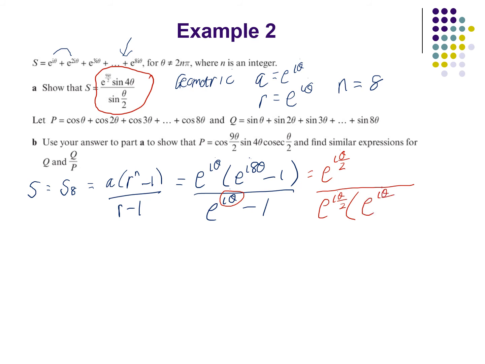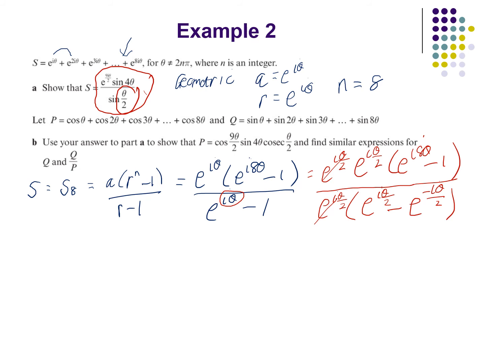The denominator becomes e to the i theta over 2 minus e to the minus i theta over 2. And I've made it like that because I want sine theta over 2. I don't want sine theta, I want sine theta over 2. Okay. Now, what have I got on the top then? I've taken out that as a factor because I want to be able to cancel these. So I end up with e to the i theta over 2 times e to the i 8 theta minus 1.